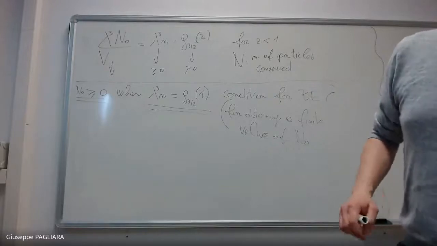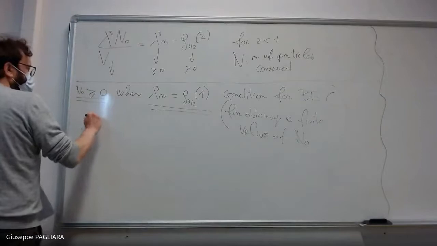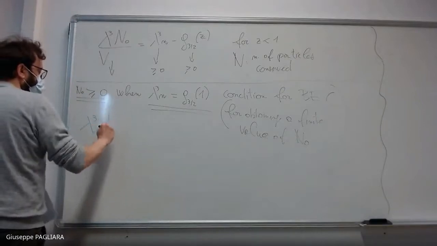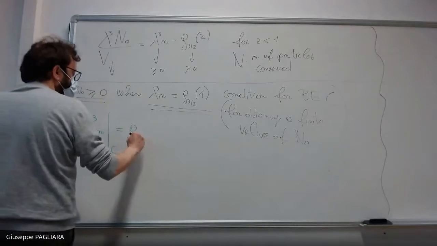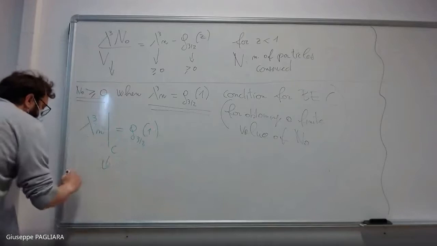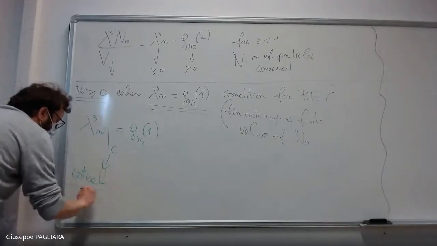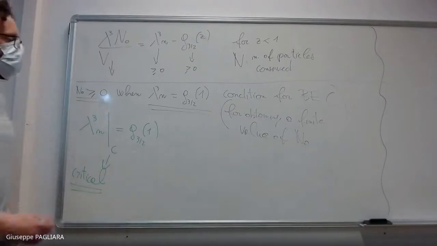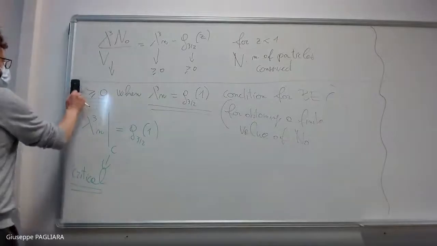Now we can make a plot. Let me call this lambda cubed n. Let me put a c here equal to g_{3/2}(1), where this c stands for critical. This is the critical condition for having the Bose-Einstein condensation. And let's make a plot.